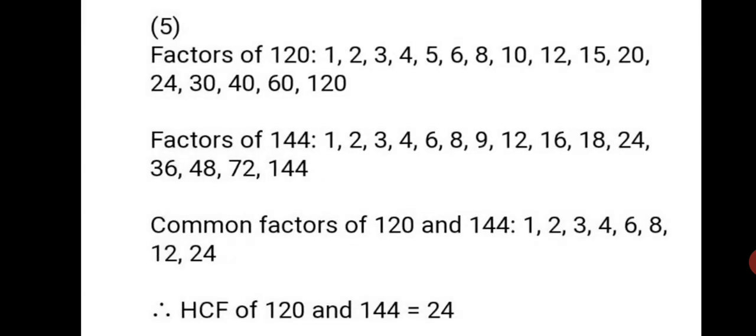Fifth sum. Factors of 120 are listed and factors of 144. There are many, so accordingly you will write down the factors carefully. Common factors of 120 and 144 are 1, 2, 3, 4, 6, 8, 12 and 24. And which is the highest one? Yes, you got it right, 24. Therefore, HCF of 120 and 144 is equal to 24.